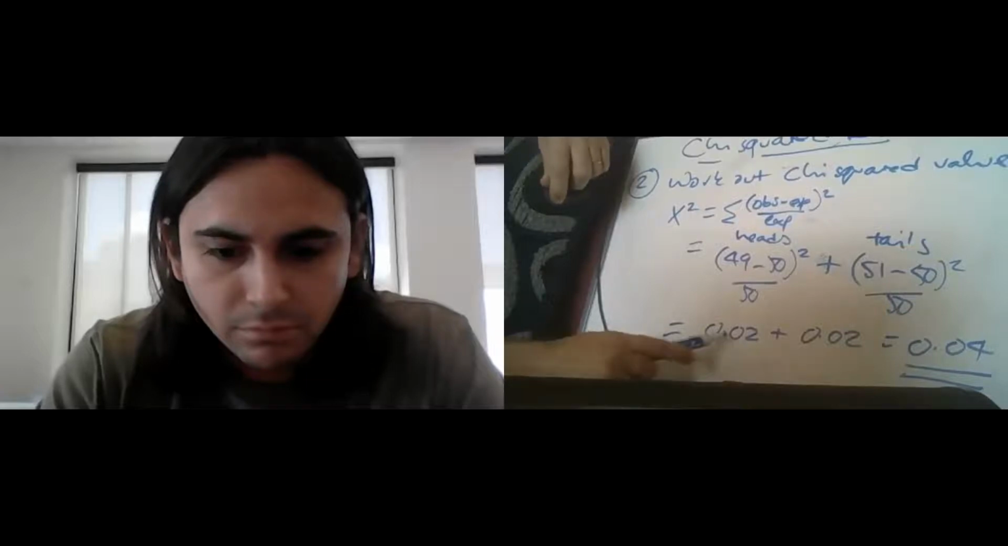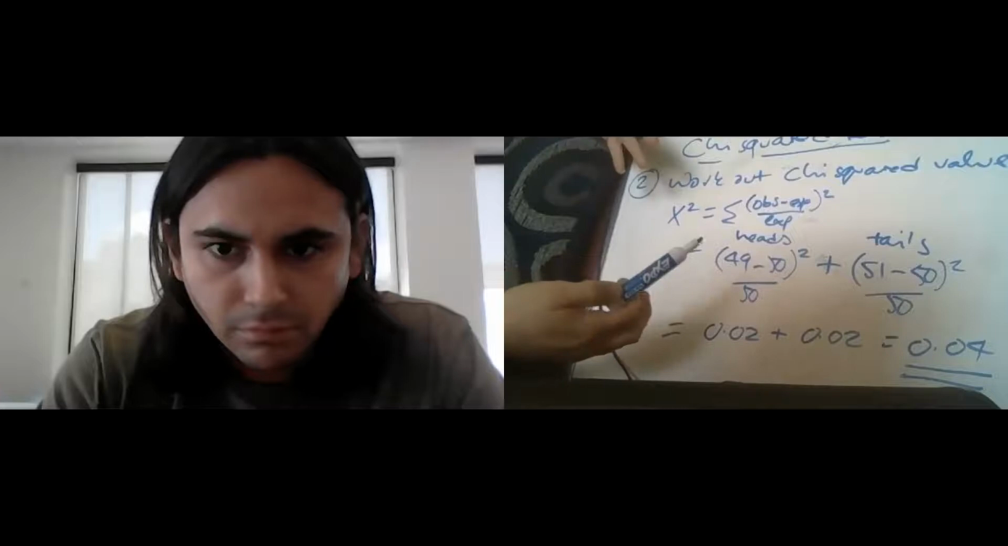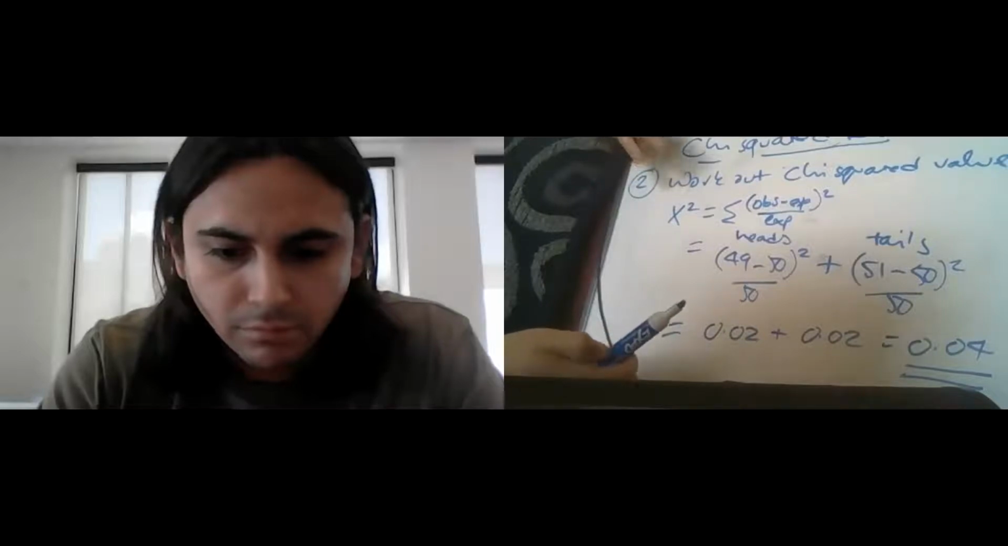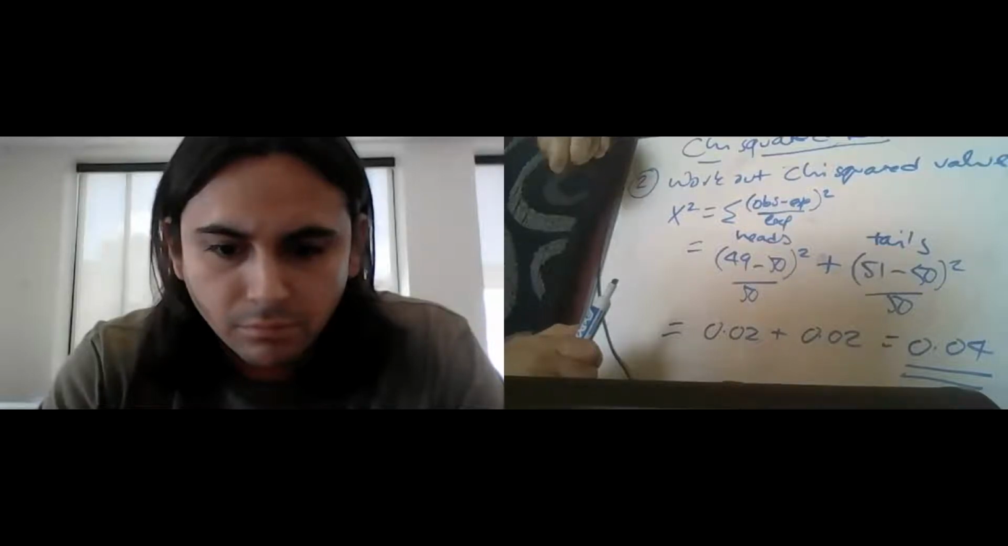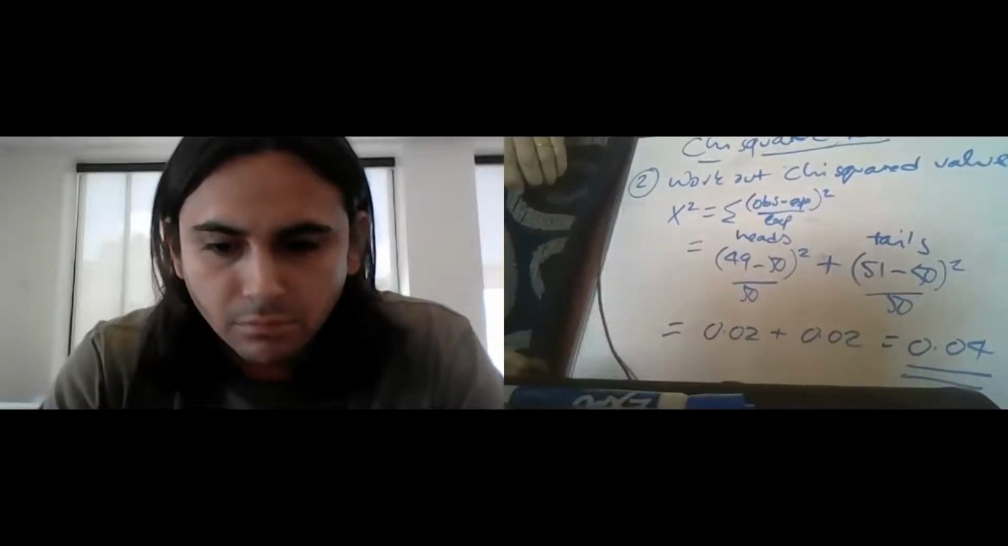I'll explain how I got that number. Essentially, it's 1 squared, which is 1, over 50. 1 over 50 is 2 over 100, or 0.02. And then you get the same for this one too. Hopefully that calculation is right. I can do basic stuff in my head.